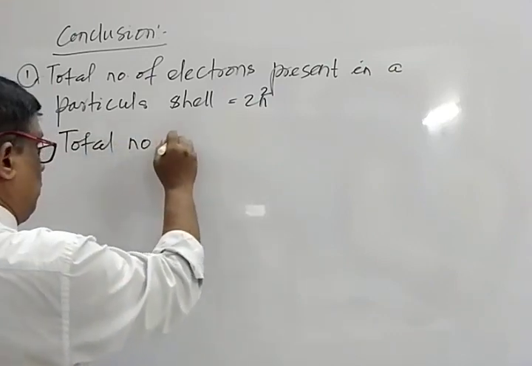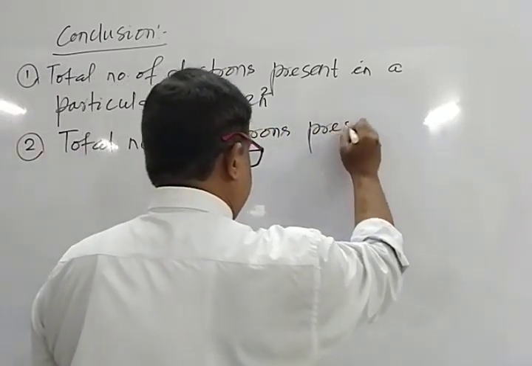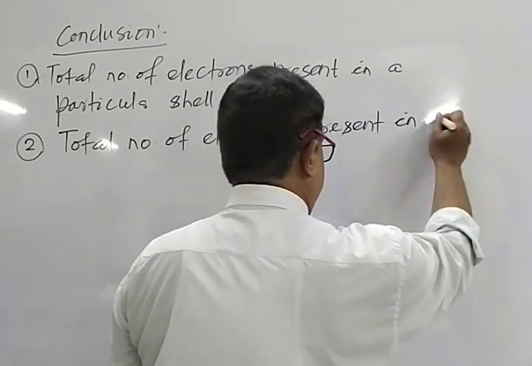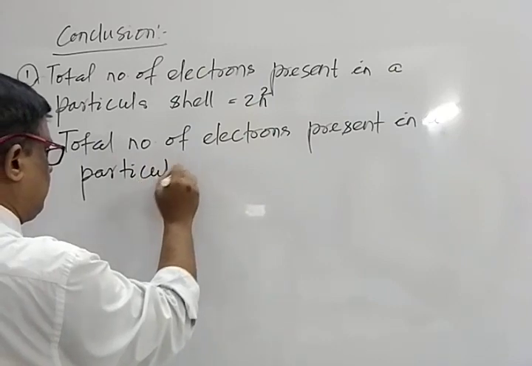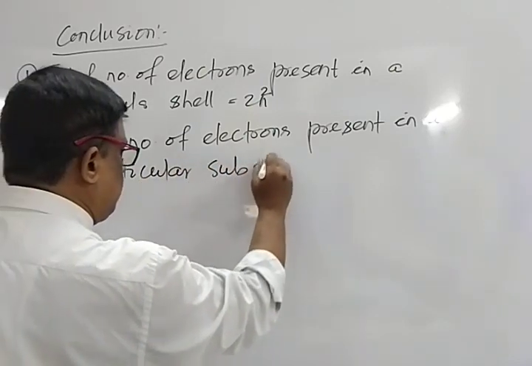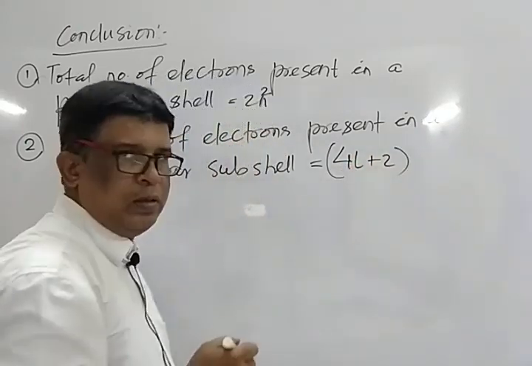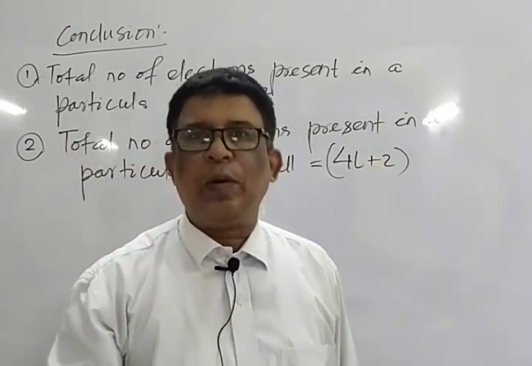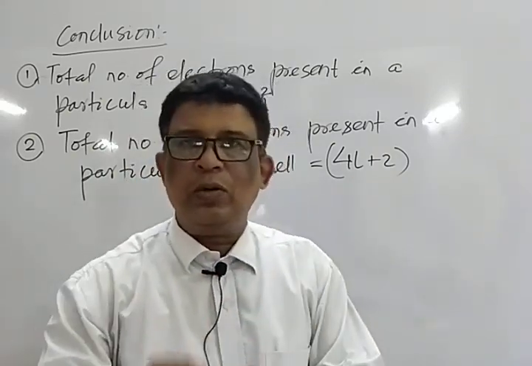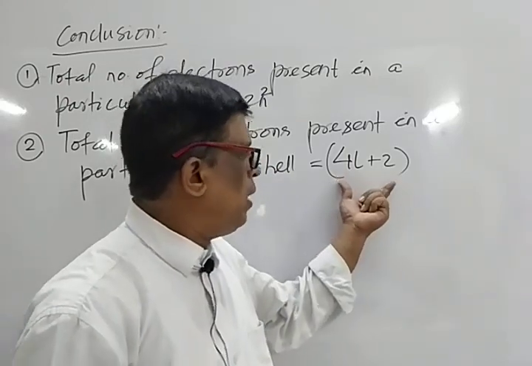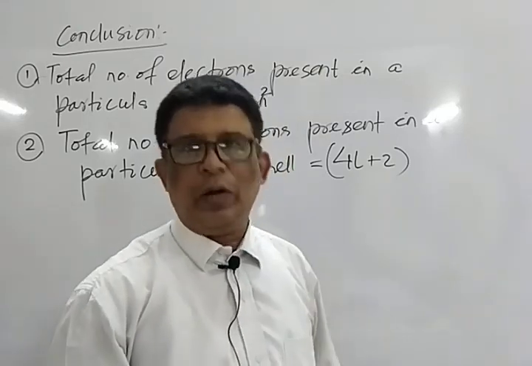Total number of electrons present in a particular subcell is equal to 4L plus 2. I remind again, here L stands for azimuthal quantum number, whose value starts with 0, 1, 2, 3, 4. In this way, if we apply, the number of electrons in a subcell is 2, 6, 10 and 14.